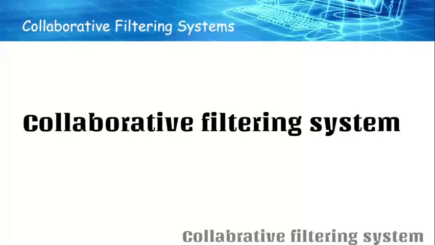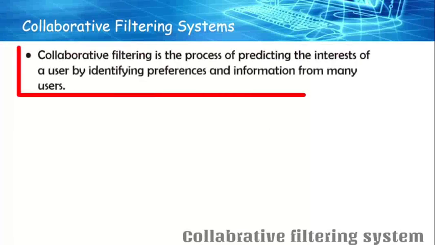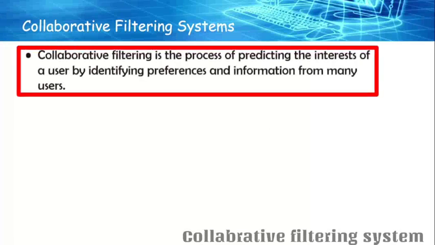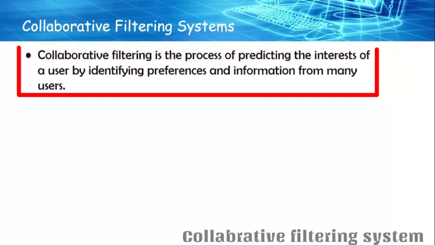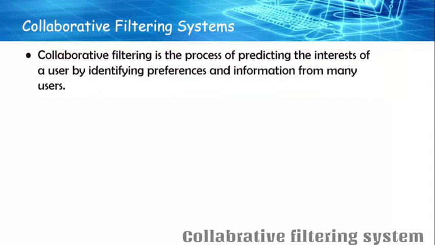Collaborative filtering systems. A collaborative filtering system is a process of predicting the interests of users by identifying the preferences and information from many users. So you can find people with similar interests so that you can recommend similar kinds of products. Collaborative filtering will do that.